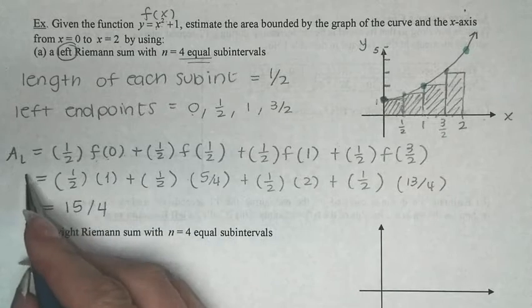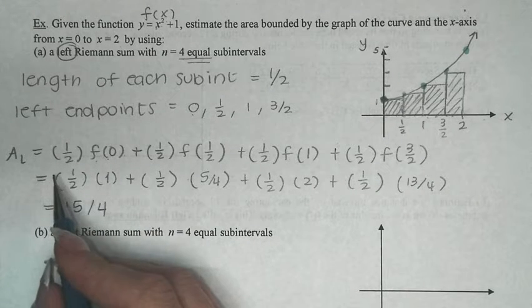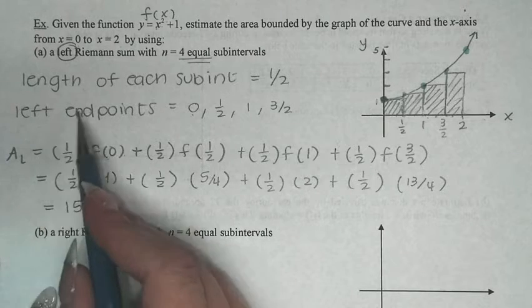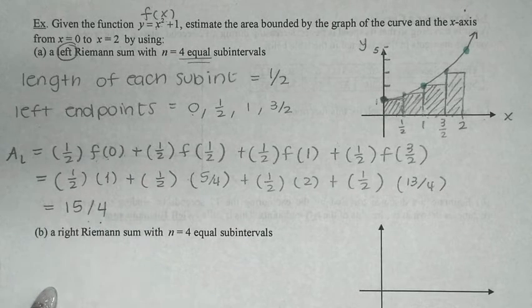And that's going to be your left Riemann, the area under the curve with left Riemann sum. So that's going to be your answer.